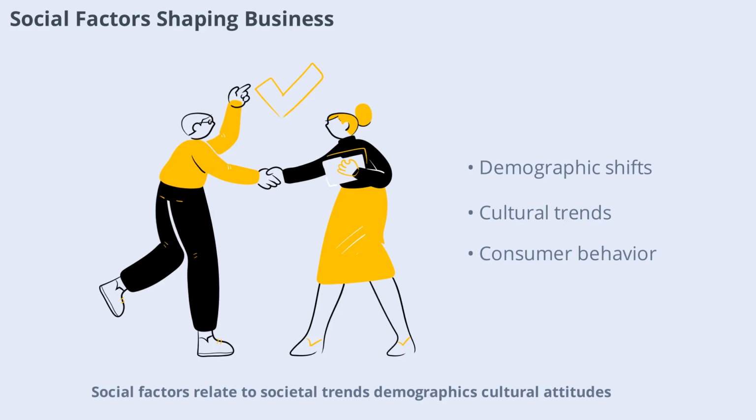Social factors relate to societal trends, demographics, cultural attitudes, and consumer behaviors. Changes in population age, lifestyle preferences, or social values can influence market demand and product development. For example, a growing focus on health and wellness may drive demand for healthier products. By understanding social trends, companies can tailor their offerings to meet evolving customer needs and maintain relevance in the marketplace.